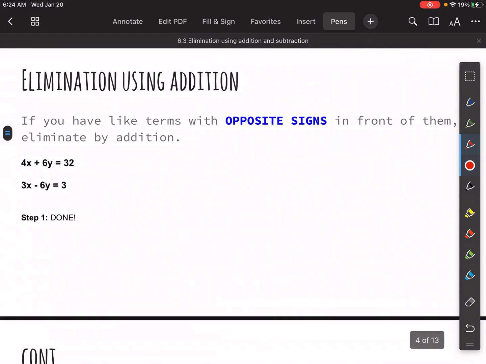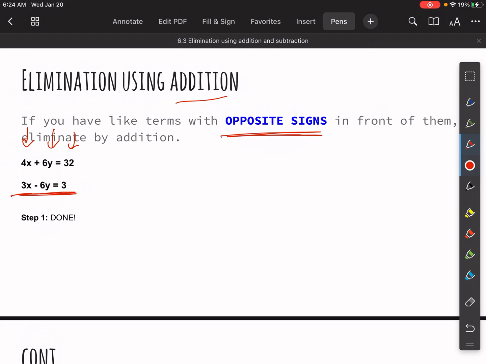So let's take a look at some elimination using addition. Okay, you use addition when you have opposite signs. Very important. If you have the same sign, you always subtract the two equations. All right, so here we go. Notice in this particular one, step 1 is done. We have the x's aligned, we have the y's aligned, we have the constants aligned. We're good. Okay, so now what we want to do is determine, do we add or subtract these?